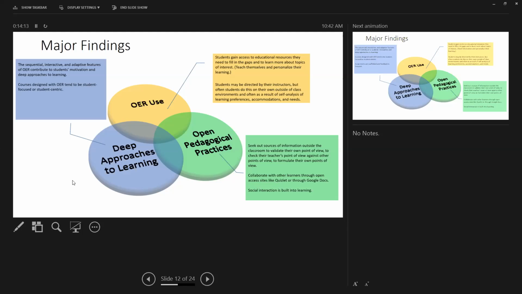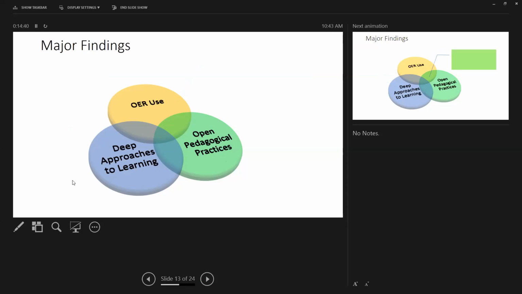Courses designed with OER tend to be student-focused or student-centric. Instead of focusing on the content, faculty are focusing more on what they want their students to learn and thinking about their students, and then seeking out the content or the OER. And the important thing is assignments are often scaffolded and there's a lot of frequent feedback. Again, this is a motivating thing for students and contributes to their deep approaches to learning.